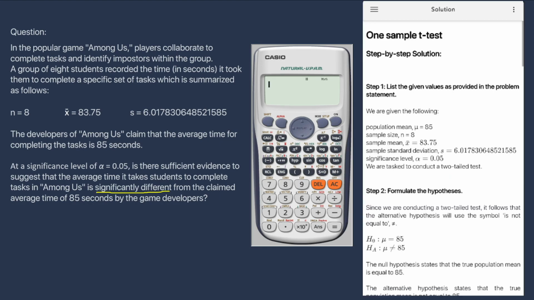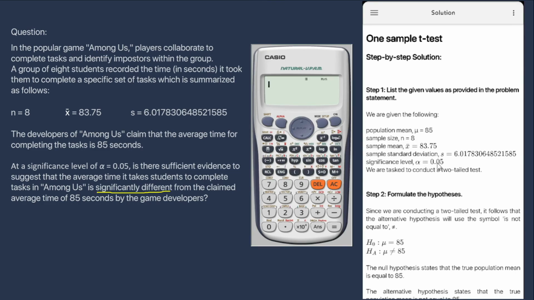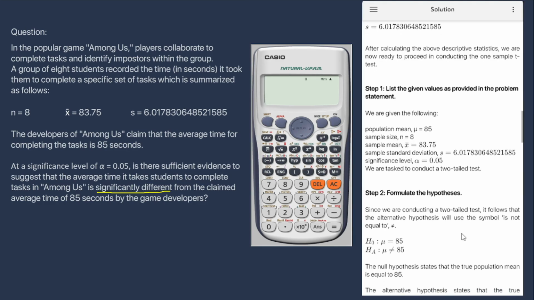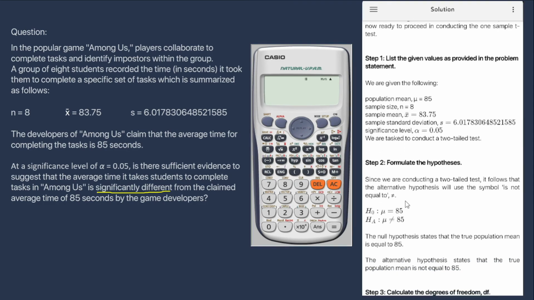So here we have already summarized the given. Okay, so the significance level alpha is given as 0.05, and we are tasked to conduct a two-tailed test. So for step 2, formulate the hypothesis. Since we are conducting a two-tailed test, the alternative hypothesis will use the symbol is not equal to. This is why this will be our null and alternative hypothesis.